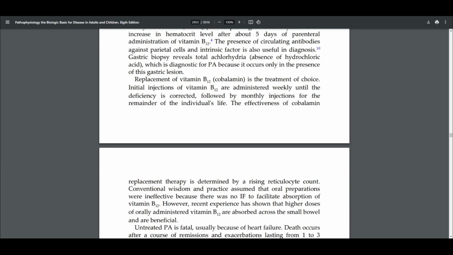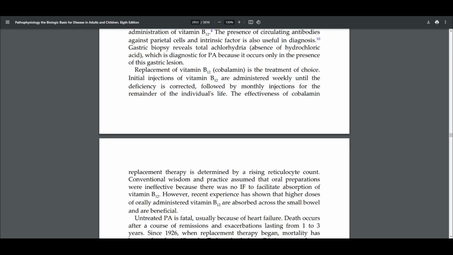So, what we would want to do is replacement of vitamin B12, cobalamin, and that is the treatment of choice. Initial injections of vitamin B12 are administered weekly until the deficiency is corrected, followed by monthly injections for the remainder of the individual's life. The effectiveness of cobalamin replacement therapy is determined by the rising reticulocyte count.